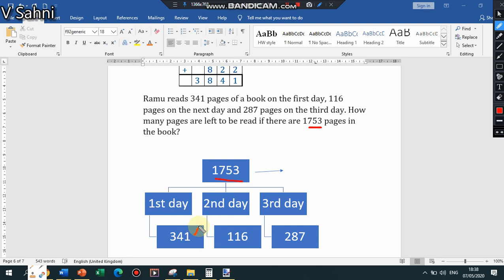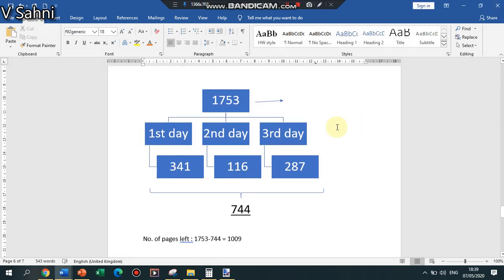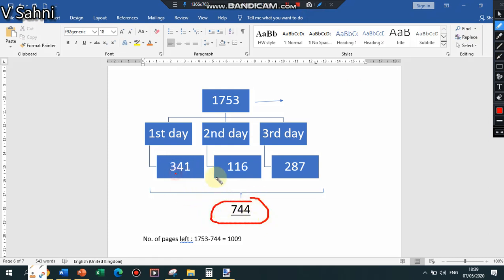On the first day, this boy read 341 pages. On the second day, he read 116 pages. On the third day, he read 287 pages. How many pages are left? How are you going to do this? See, first we need to calculate how many total pages he read. On the first day this much, second day this much, third day this much. So the total pages read are 744.